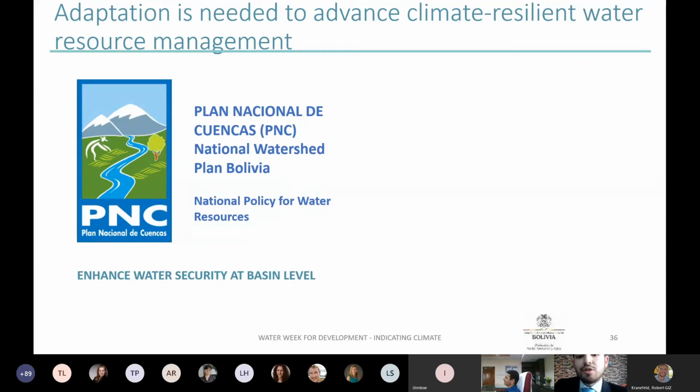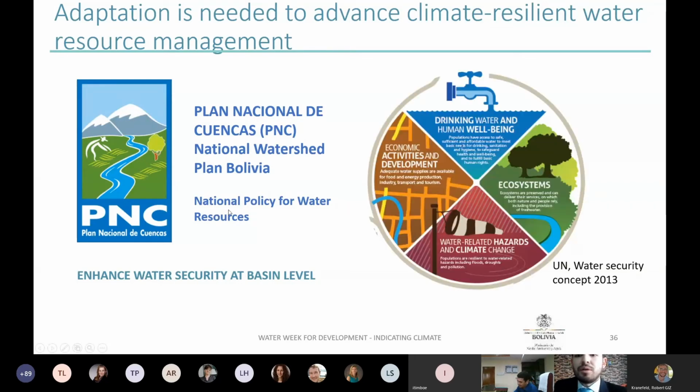In this new plan, we are planning to include climate resilience and NDCs and clearly link them with the plan.